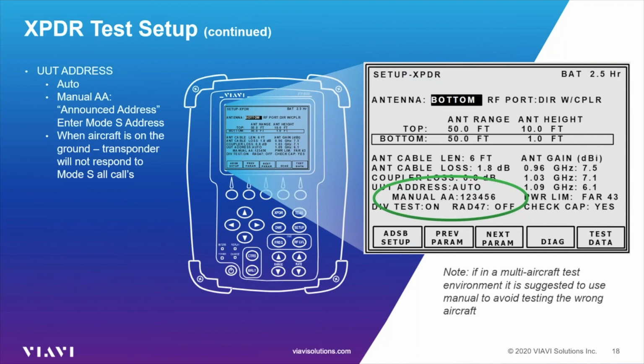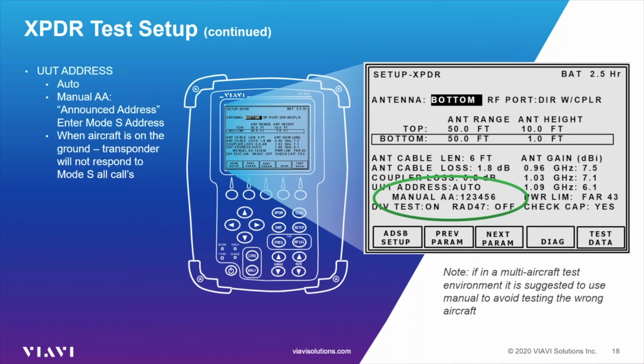The next thing to look out for is the UUT address. Now, if you're within testing distance of a number of aircraft and you're performing over-the-air tests, you should use the UUT manual addressing mode, and that avoids you getting multiple replies to the test calls from the test set when you send out the all call acquisition message.